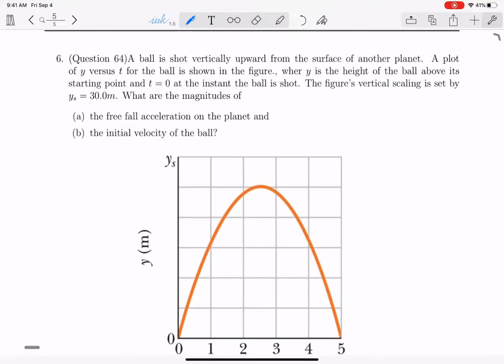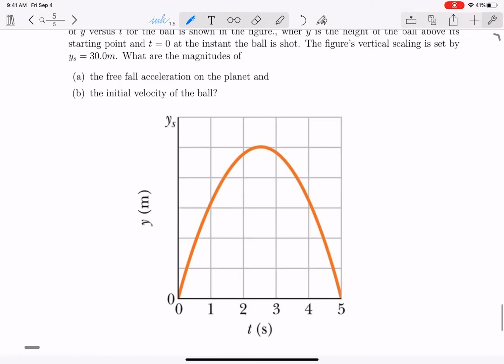A ball is shot vertically upward from the surface of another planet. A plot of y versus t is shown, where y is the height of the ball above its starting point, and t equals 0 at the instant the ball is shot. The figure's vertical scaling is set by ys equals 30 meters. What are the magnitudes? Just by looking at the picture, time is positive, y is positive, and it takes about 2.5 seconds to reach the max height. This is the max height.